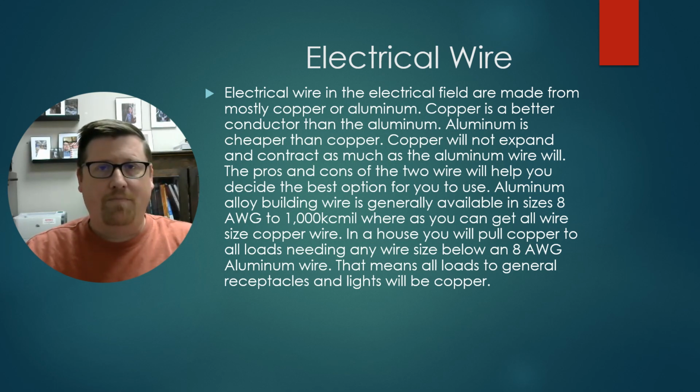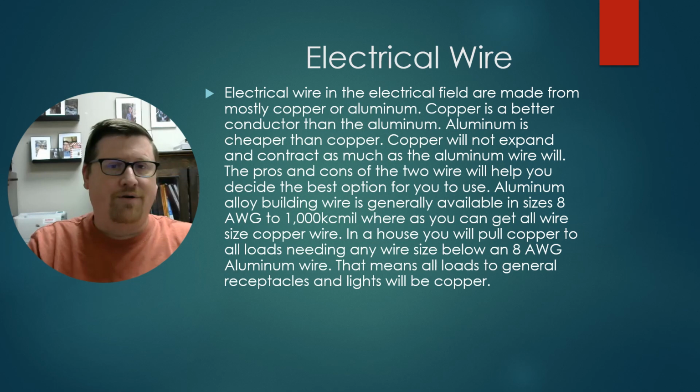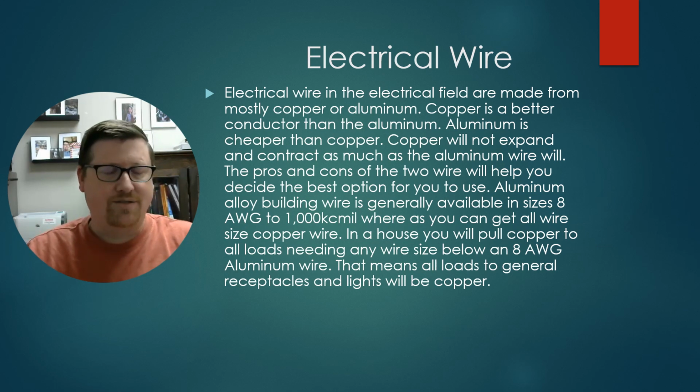Copper is a much better conductor than aluminum. It will also not expand or contract as much as aluminum wire will, which is also an advantage that it has, right? When we're installing aluminum wire into a panel, we have to be careful that we torque those connection bolts down to the proper torque for aluminum, because if we don't, we could have some expansion and contraction throughout the year that could cause arcing, that could cause a fire, right? And that's what we want to avoid.